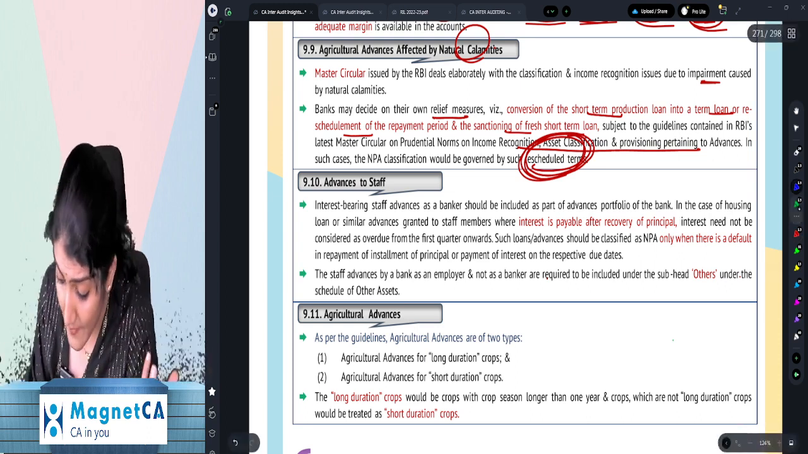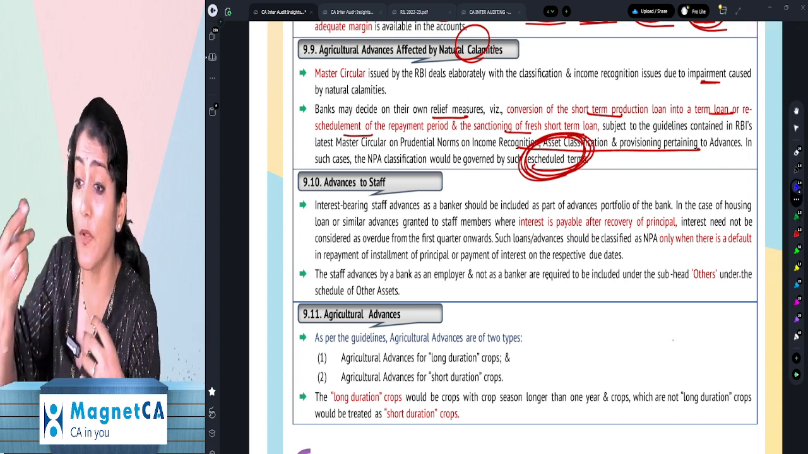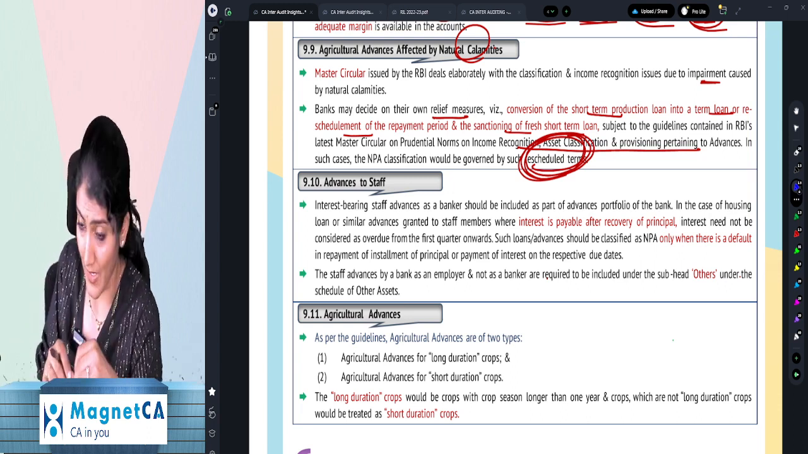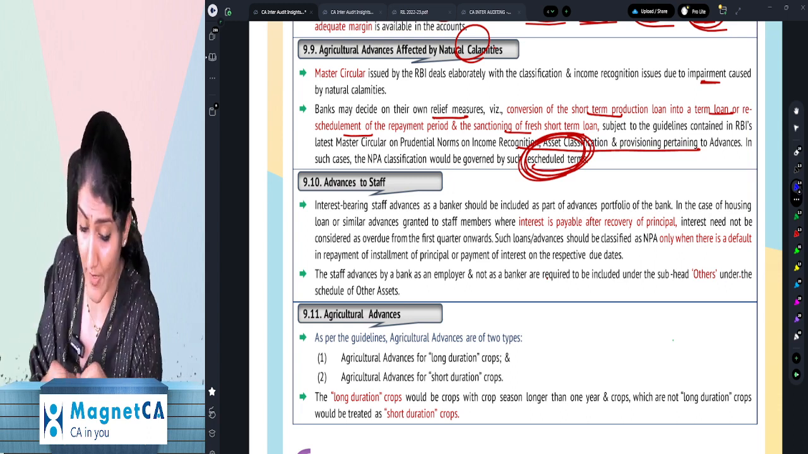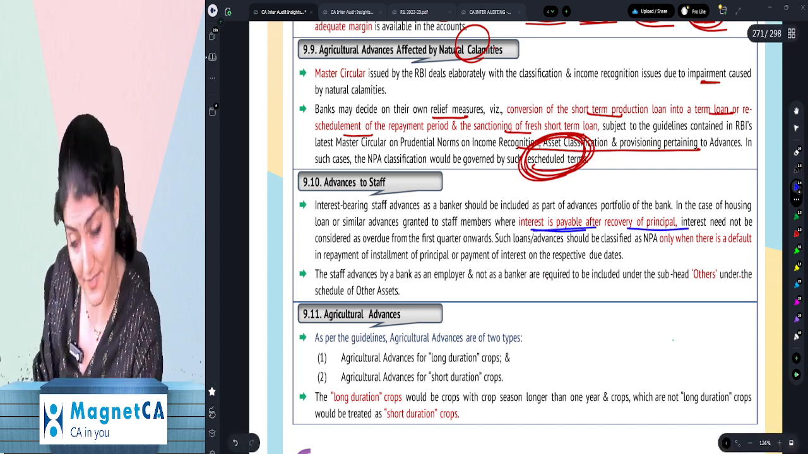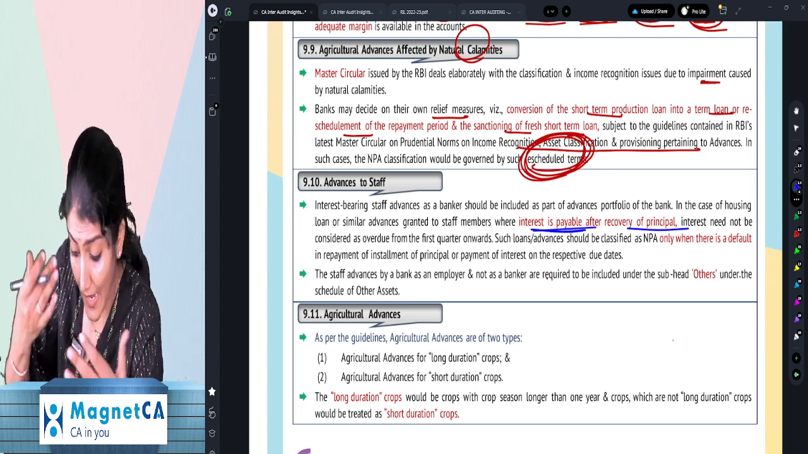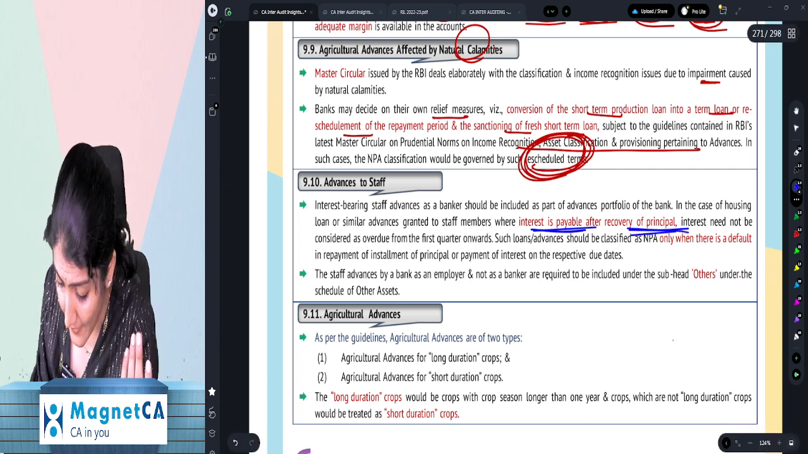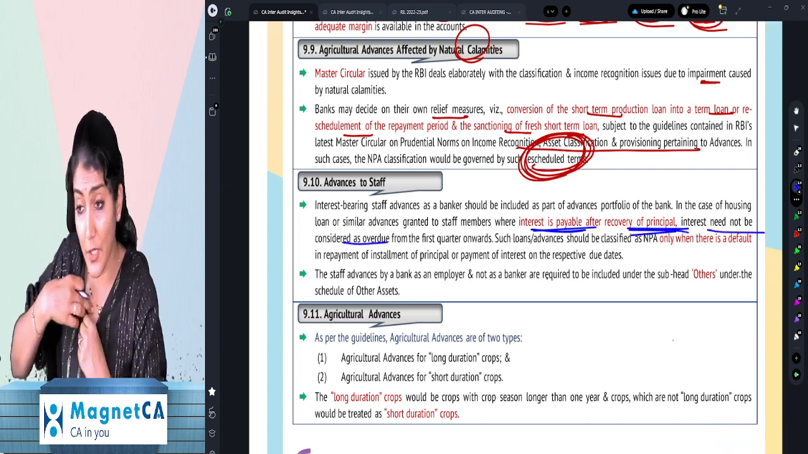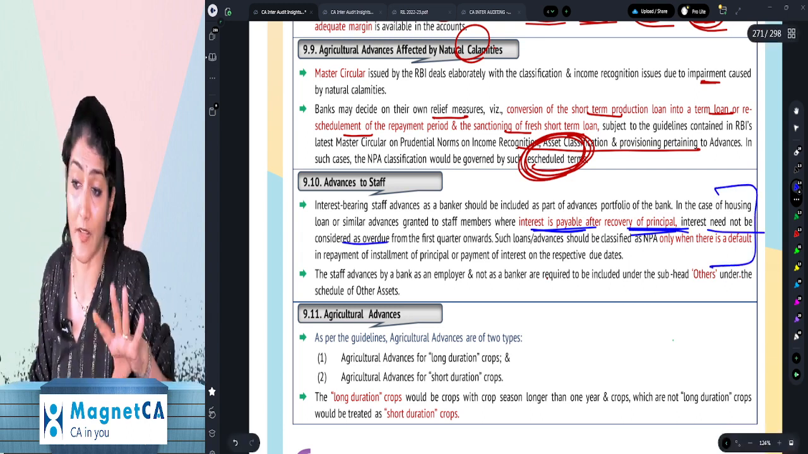Right, then advances to staff. What does it say? Generally when a bank is giving an advance to its own staff, like say I'm working in State Bank of India and I may require a loan, the bank has a policy that first you repay the principal and then you pay the interest. So at the time when I'm repaying the principal, the interest need not be considered as overdue. Why? Because interest is going to be due only after the payment of the principal. That is the policy the bank has for their staff.